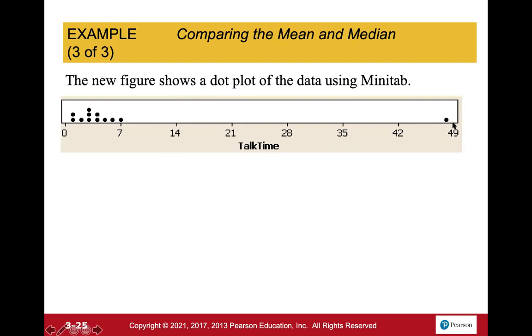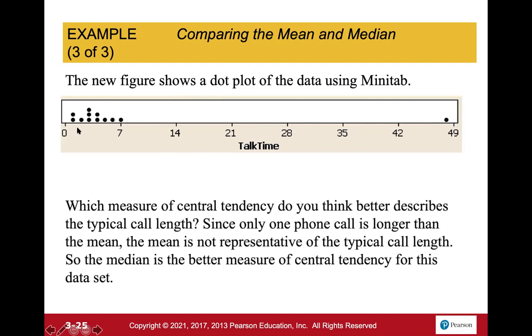This isn't average. This is way above average. So this isn't representing what a normal phone call looks like. That just so happened to be part of the data set. So because of that, we're going to consider our median as our average for this data set. Which measure of central tendency better describes the typical call length? Since only one phone call is longer than the mean, the mean is not representative of the typical call length. So the median is a better measure of central tendency for this data set, because the mean is affected by this one right over here.